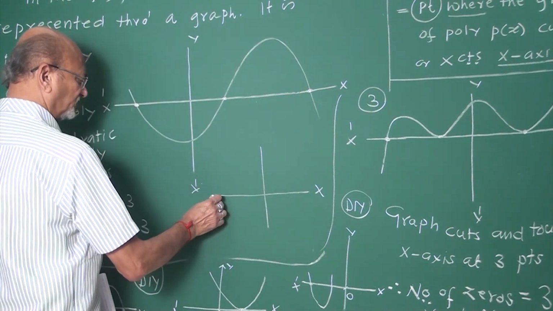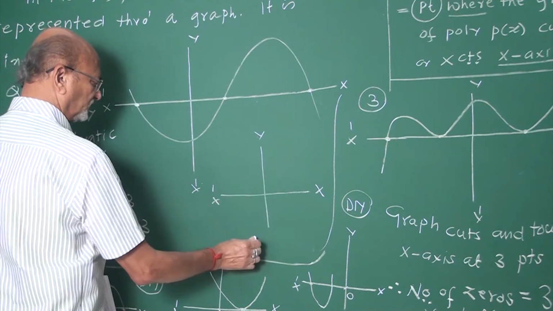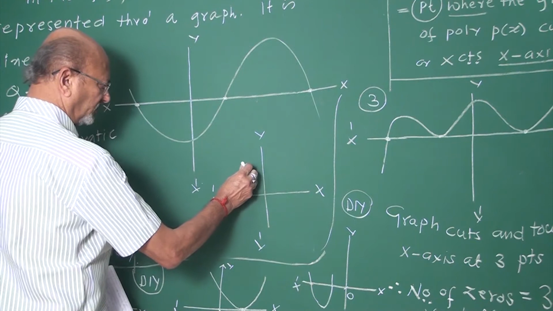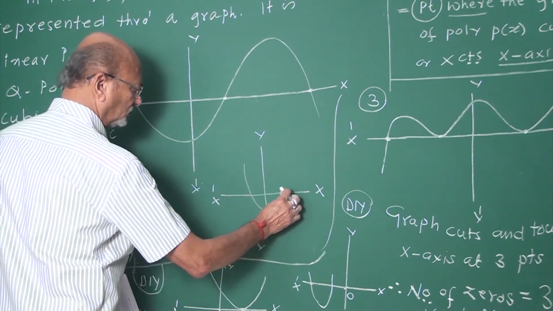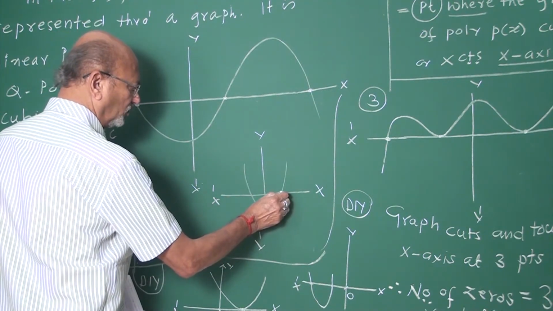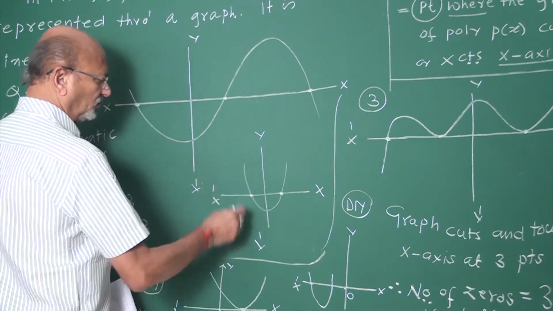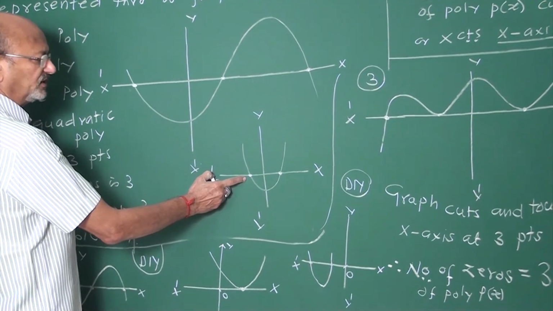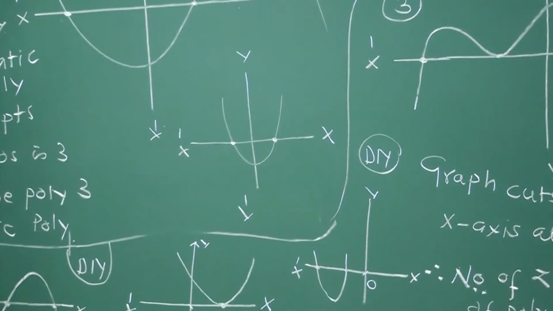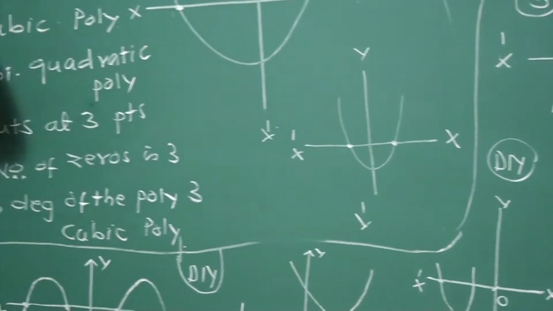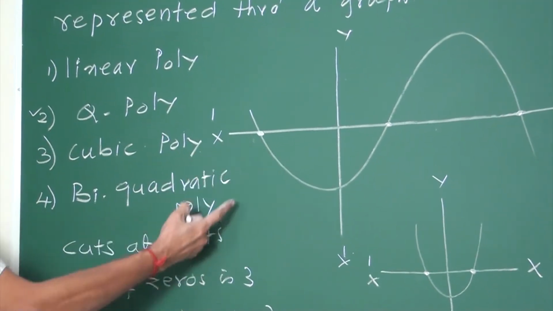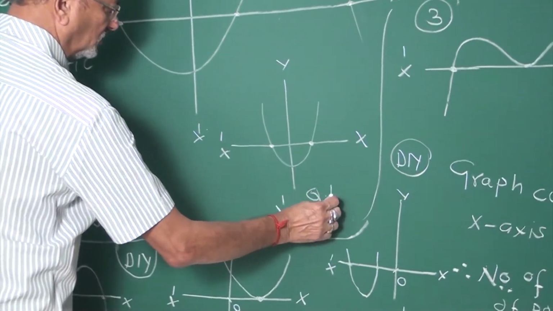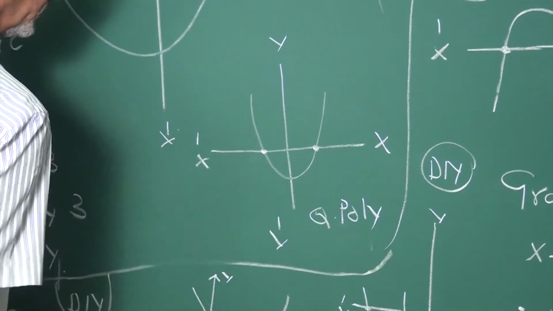This is the x-axis, this is the y-axis. Then your figure is like this, my friends. It cuts at how many points? 2 points. 2 points means the number of zeros is 2. When the number of zeros is 2, what is the degree? Degree is 2. When the degree is 2, it is a quadratic polynomial. In the earlier case it is a cubic polynomial; in this case it is a quadratic polynomial. Like this now.